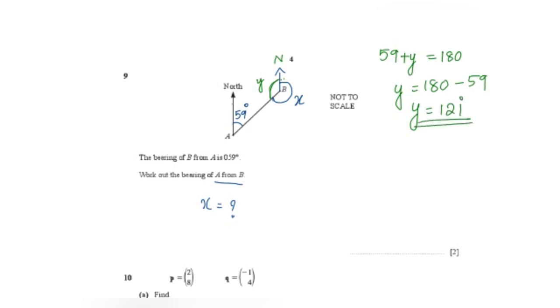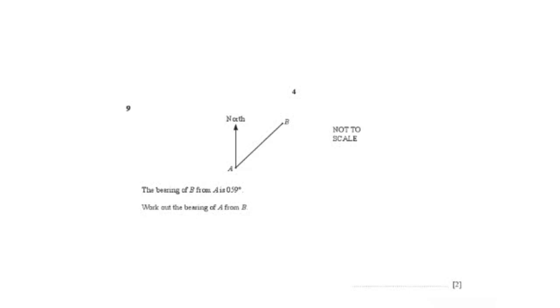Now we have got the value of y. In order to find the remaining angle, we will subtract it from 360 degrees because we know that the angle around a point is 360 degrees. So 360 minus the remaining, which is 121 in this case. Thus, the answer is 239 degrees. Question number 9 can also be done in another way. That is, we will extend this line which is given here.